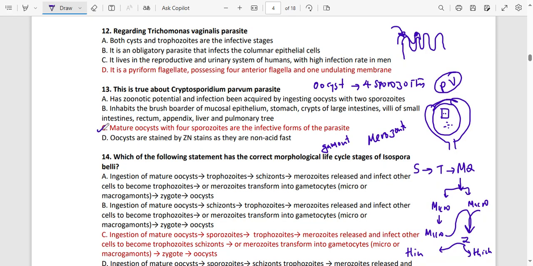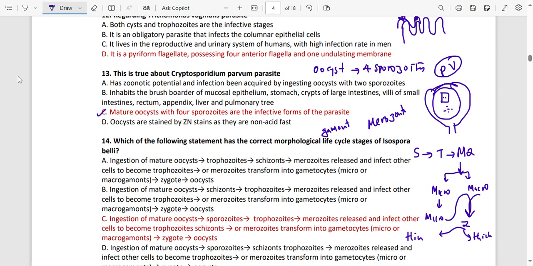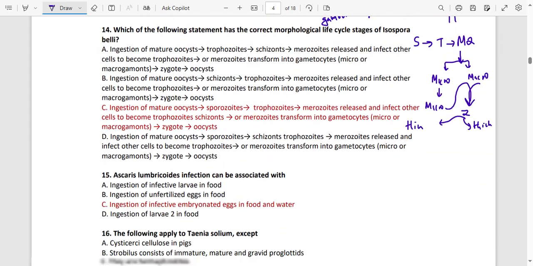So you can see the answer there is mature oocyst with four sporozoites. We've already disqualified the other option, isn't it? As zoonotic potential and infection being acquired by ingesting oocyst with two, not two sporozoites. That's supposed to be four. So we've already disqualified the other options.